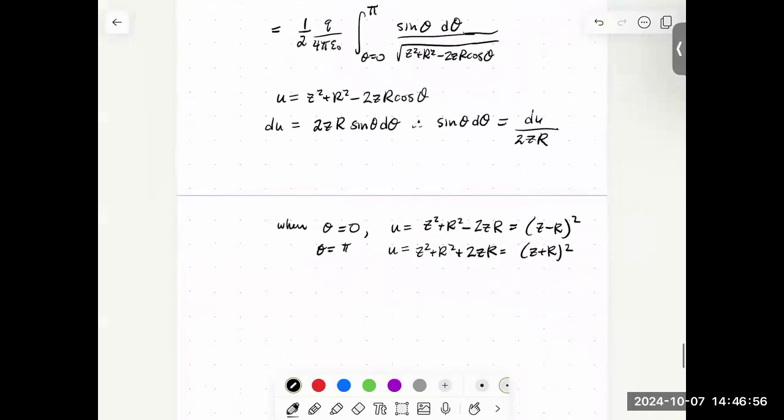Okay, so let's put this substitution in our integral. When we replace sine theta d theta, we're going to get a 1 over 2zr. So we'll have a 1 over 4zr, because I already had a 1/2. And then we'll get a q over 4 pi epsilon naught. That doesn't go anywhere. And so now we have the integral from u is z minus r squared to z plus r squared, and then I think it's just u to the minus 1/2 du.